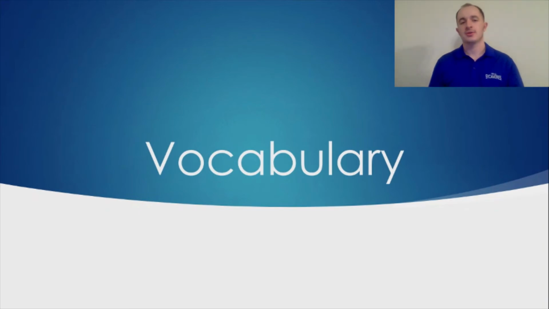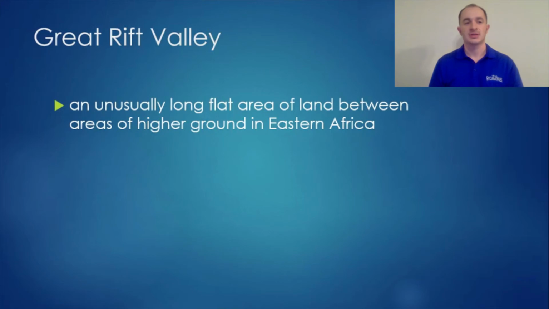Okay, moving on now, that completes all of the 26 questions that we have on our study guide. Now we have our vocabulary. Great Rift Valley. So this is an unusually long flat area of land between areas of higher ground in Eastern Africa.